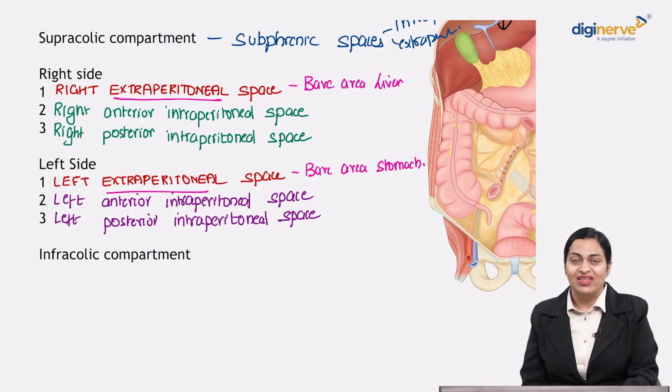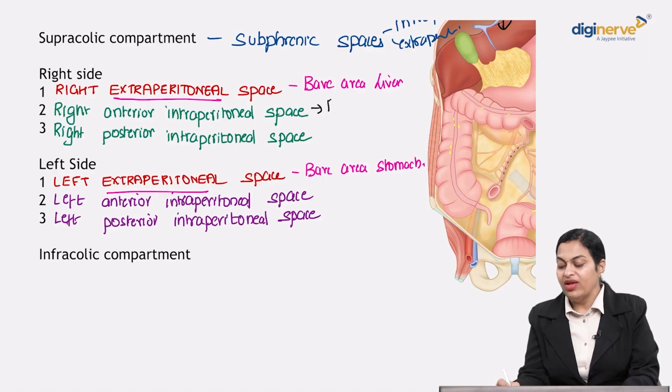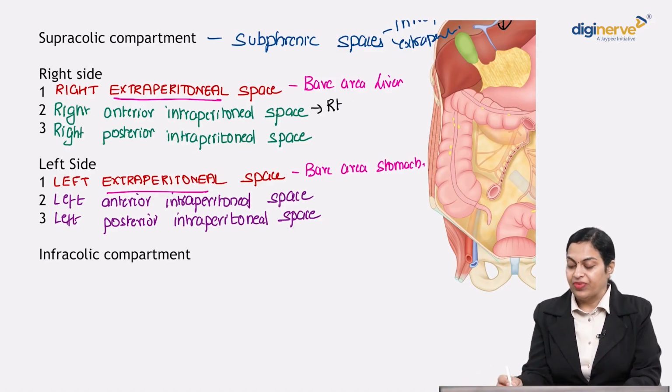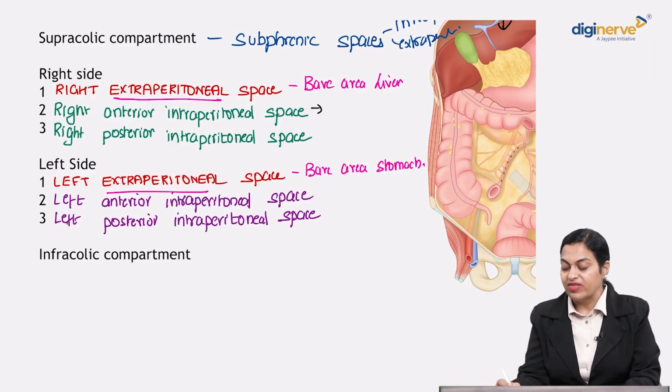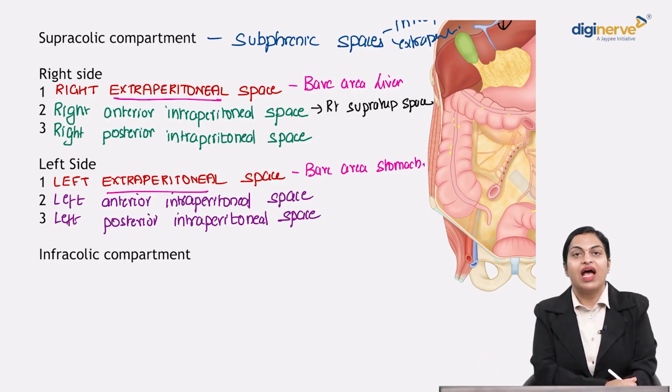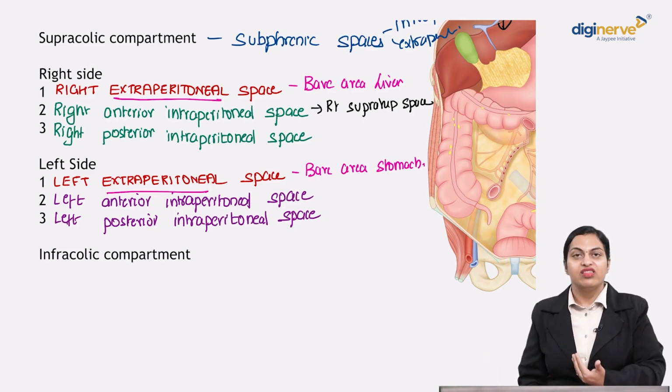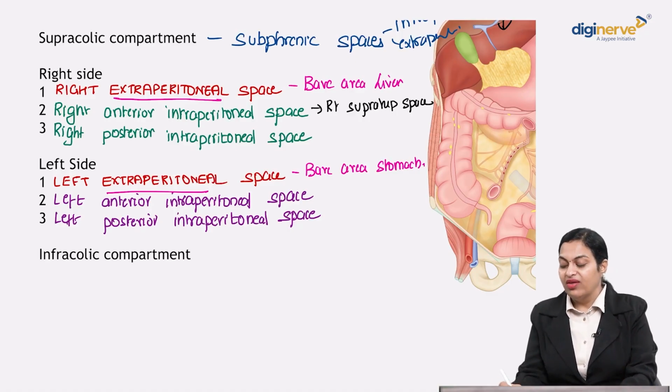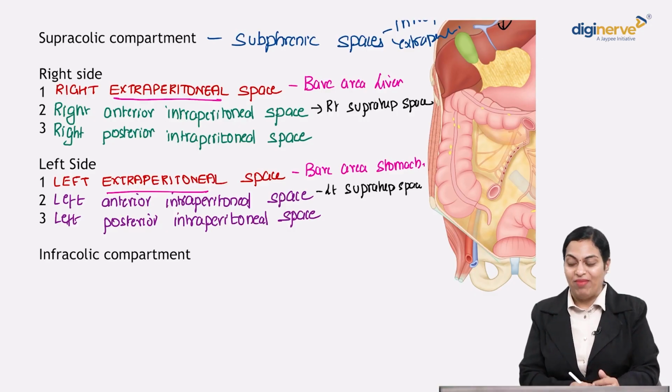Right? And then we are going to divide the intraperitoneal space into anterior and posterior. The right anterior intraperitoneal space lies to the right of the falciform ligament, okay? And that is going to be called the right suprahepatic space. And the left anterior intraperitoneal space will lie just to the left of the falciform ligament. We will call it the left suprahepatic space. So the anterior space, we call suprahepatic, right?